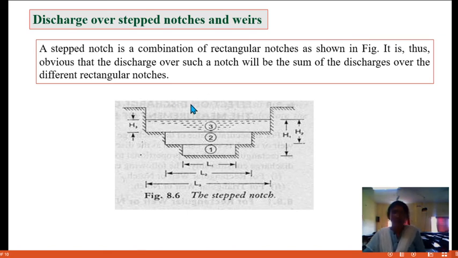For each and every rectangular notch we have to write down the discharge equation. After that, by adding all those, we get the total discharge for the stepped notch. Total discharge Q equals Q1 plus Q2 plus Q3.